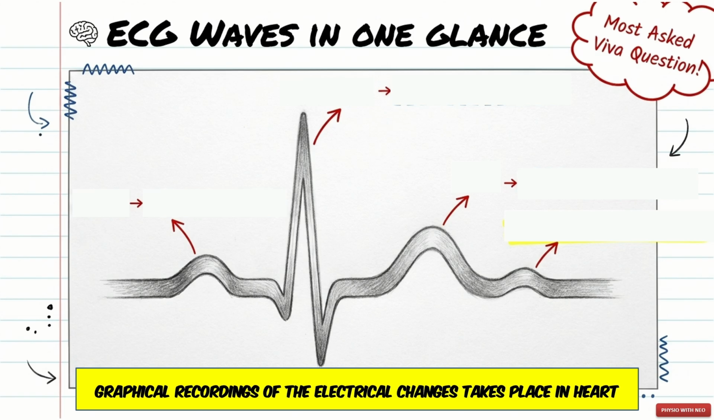Definition. It is defined as the graphical recording of the electrical changes that take place in the heart. Now remember the most important sequence: P wave, QRS complex, and T wave. Now instead of memorizing these definitions separately, remember this story.